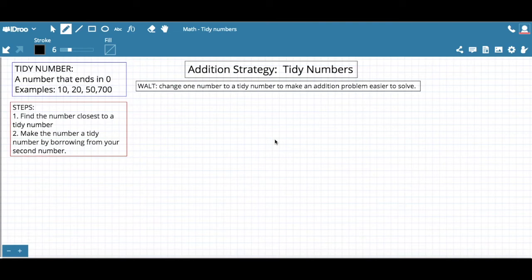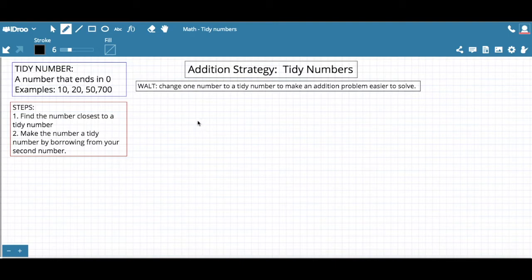Guys, today we are practicing again our strategy of using tidy numbers to solve addition problems. Before we start, just reminding you what a tidy number is. It's any number that ends in a zero, so like 10, 20, 50, 700, 60, whatever. And here are our steps to solving these problems using the tidy numbers strategy. We're going to first do a nice and easy one, and then we're going to move on to some harder problems.